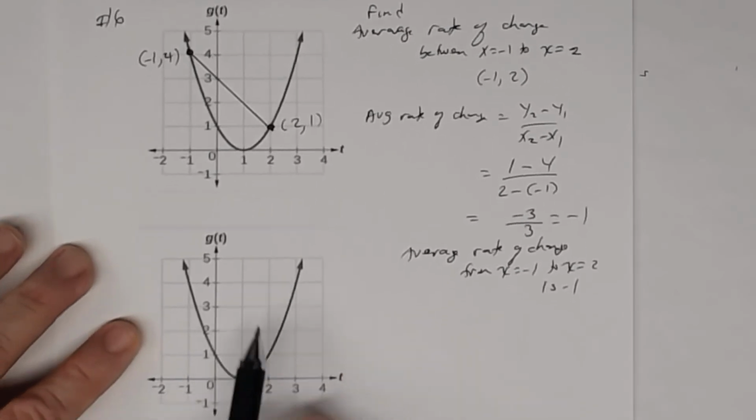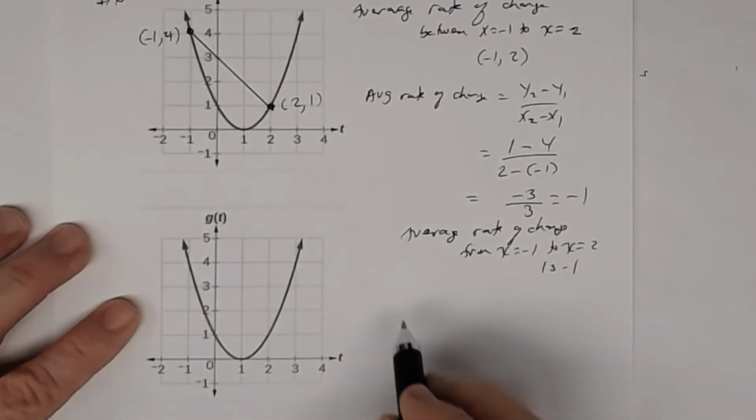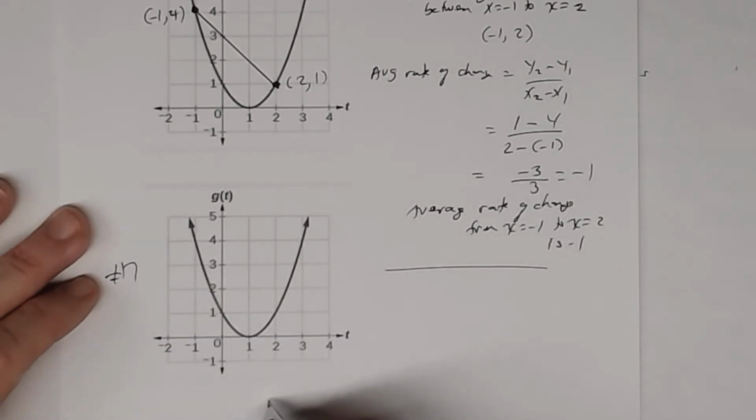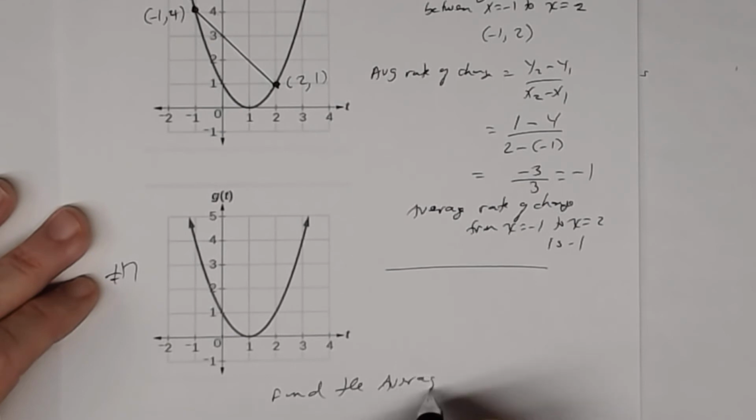Let's look at another one with the same graph. So let's look at this interval. This one right here will be number 7. Let's find the average rate of change.